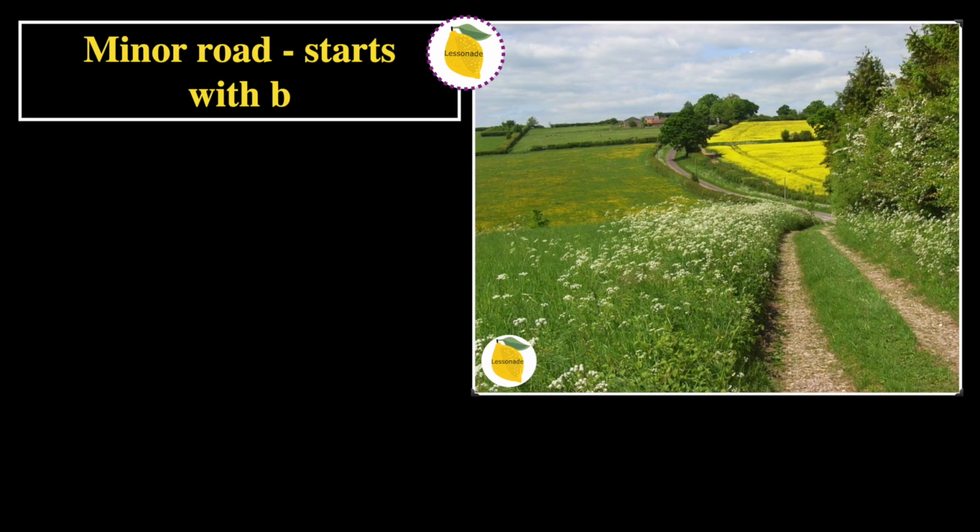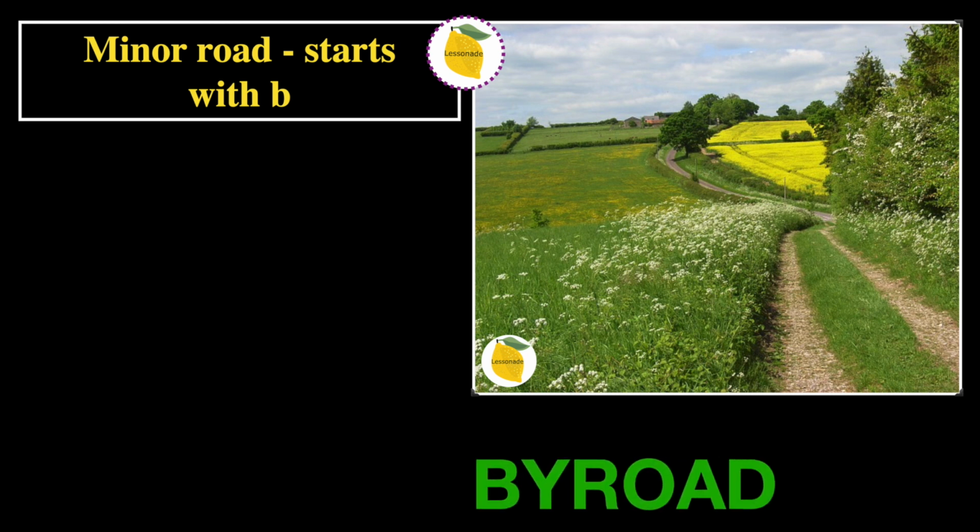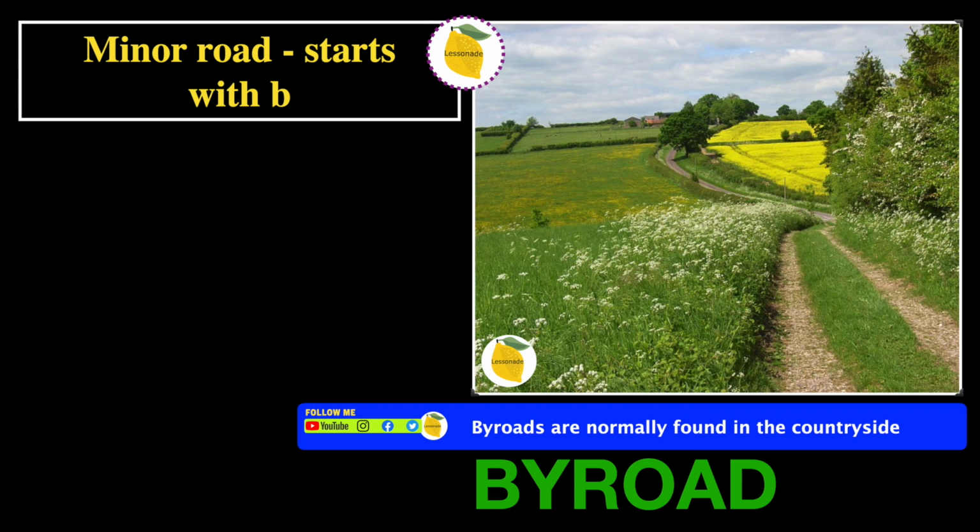Minor road starts with B. In this picture, we can see a minor road connecting to a main road. So therefore, the word is going to be byroad. The sentence for this word is byroads are normally found in the countryside.